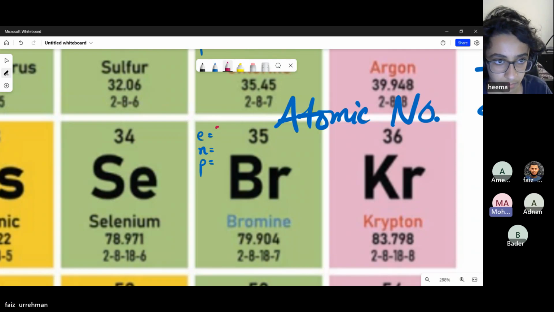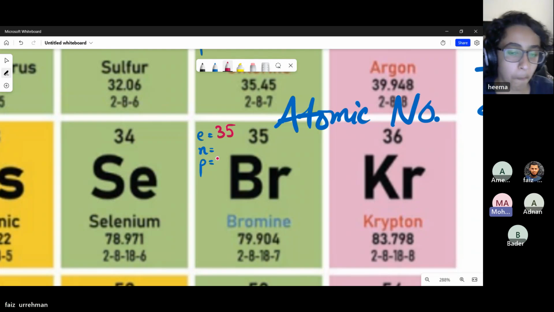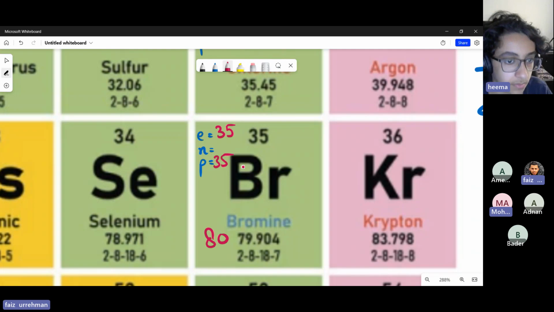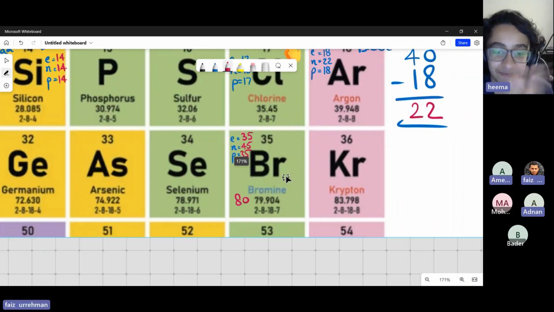Because the atom is neutral, the protons will be 35 too. Correct. And 79.9 will simplify to 80. So 80 minus 35 is the neutrons, how much? Which is 45. Yes. This is what I wanted to explain. Clear? Clear.